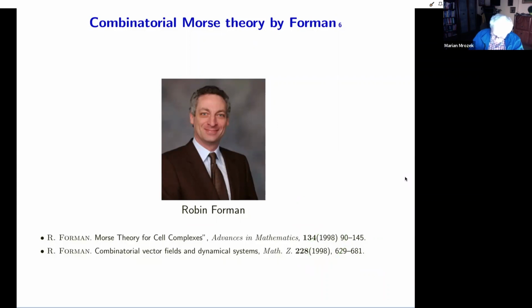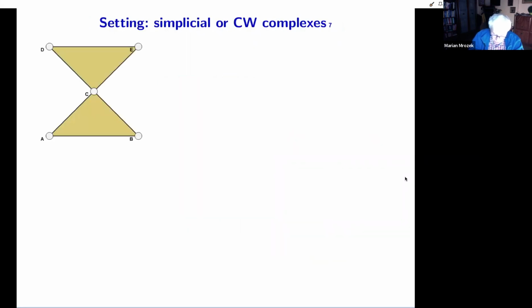I only briefly mention the actual Morse theory, because more important for us are the concepts he developed to build this theory. So let me start with some notation and terminology. We will work with simplicial complexes. But actually, the theory applies to the more general class of CW complexes, so cellular complexes. But the simplicial complexes are probably the most common and easiest to present examples.